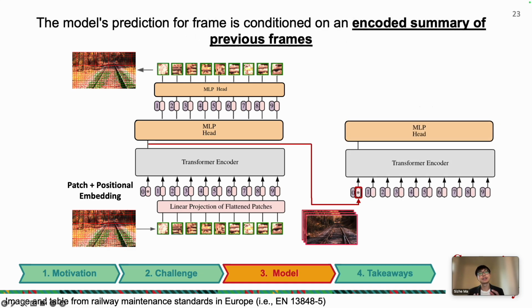The key architectural modification for our sequential understanding is that we are now conditioning the current frame's analysis on an encoded summary derived from previous frames. As shown here, the output representation of the summary token from the transformer encoder processing the previous frame is used to initialize or inform the summary token for the current frame's processing.